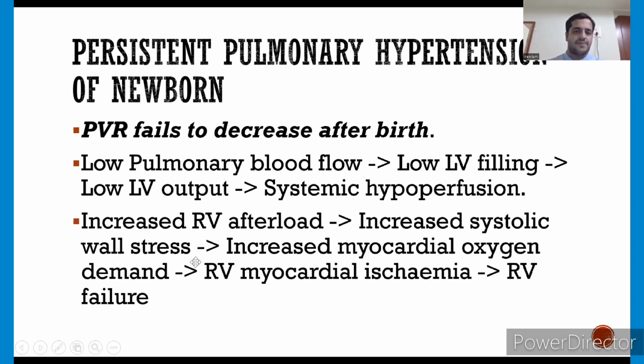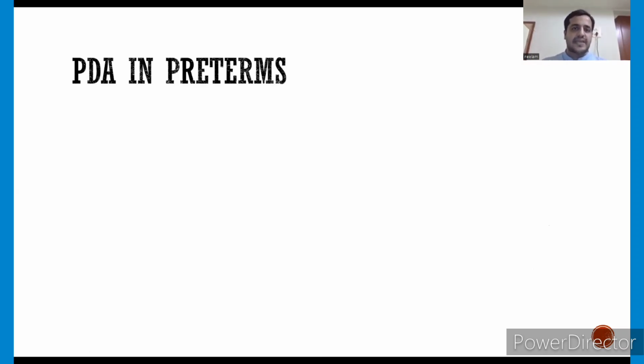On top of it, the afterload is also high. The afterload for the right ventricle is very high. Because of that, the RV has increased myocardial oxygen demand, and because of that, RV failure happens. Okay, so eventually there is both LV and RV failure happening in babies with PPHN. So I'm just telling you the pathophysiology. Management I'll discuss, maybe in the second part.